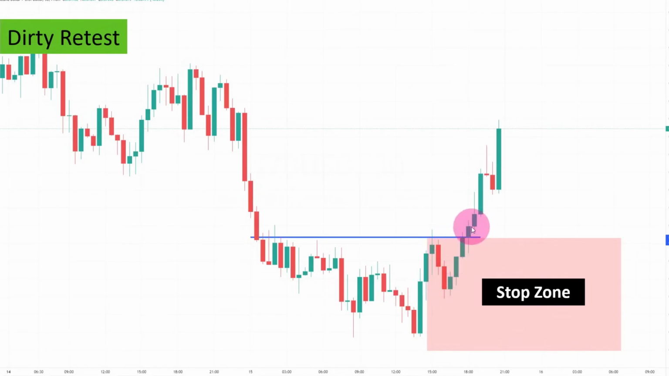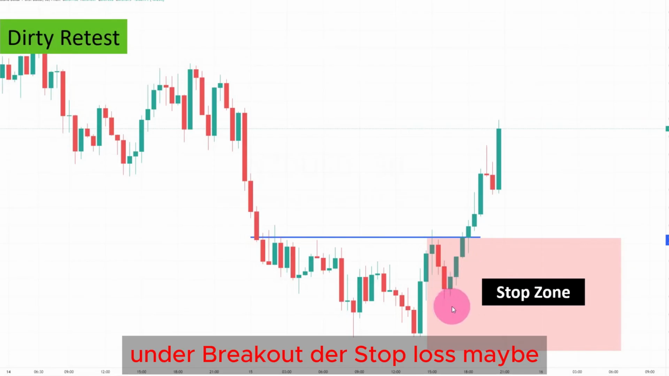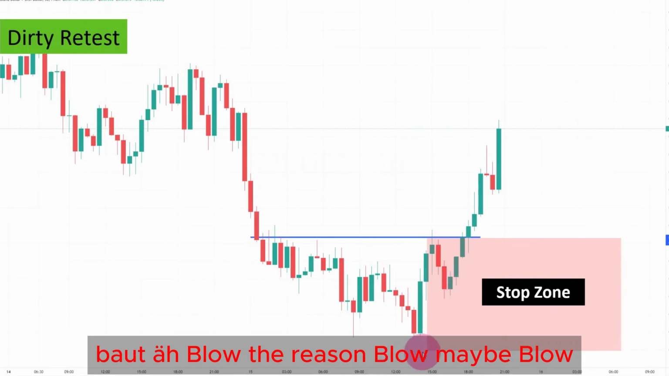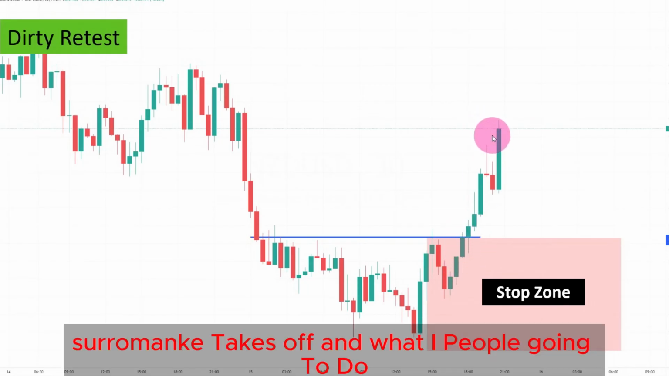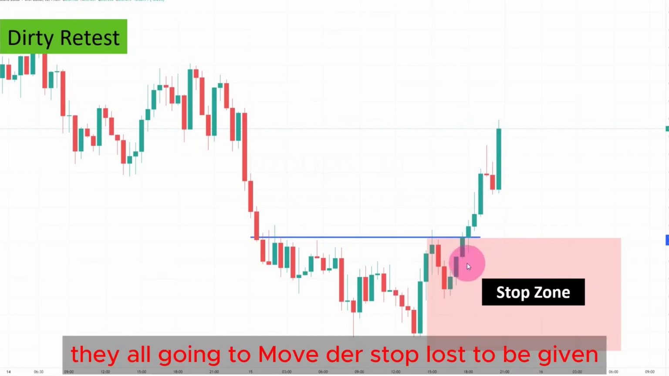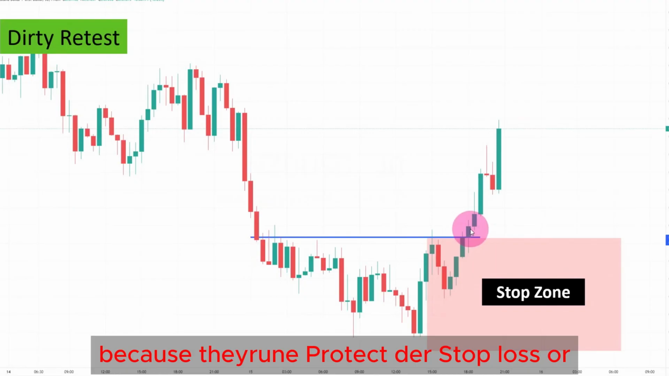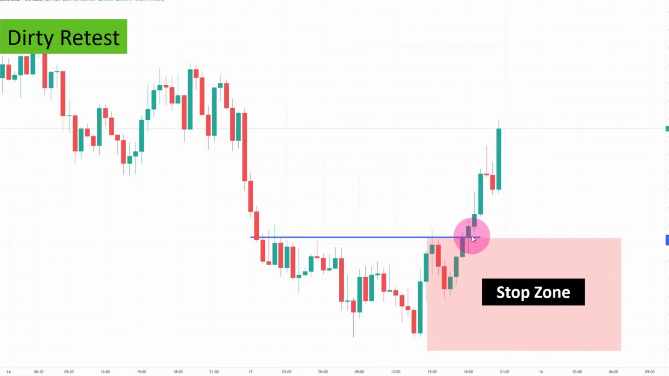And what happens now? The market is breaking out, and a lot of breakout traders are probably getting in around here. Their stop is, depending on their style, somewhere in here. On the breakout, their stop loss may be below the recent low, maybe below the absolute low, or maybe just very close if you're an aggressive trader. So the market takes off, and what are people going to do? They are going to move their stop loss to break even because they want to protect their trade, or so they think.